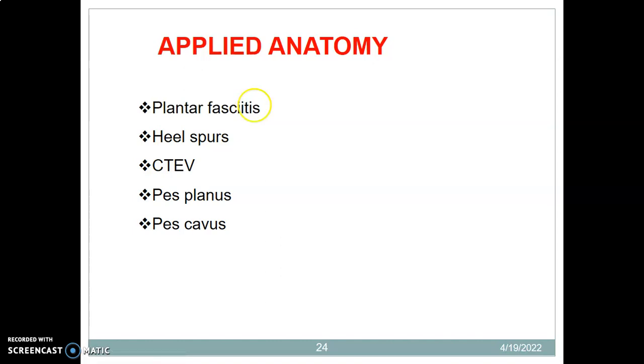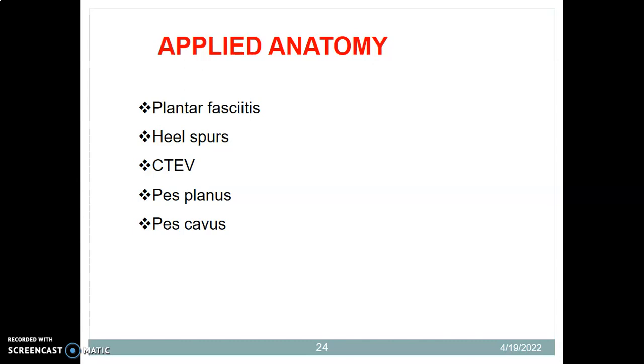So this inflammation of the plantar fascia and the plantar aponeurosis is what is being referred to as plantar fasciitis. Then we also have what we call heel spurs. Heel spurs are bony spurs within the calcaneum. Okay, bony projections within the calcaneum. That's what they're being referred to as heel spurs. And these also cause a lot of pain.